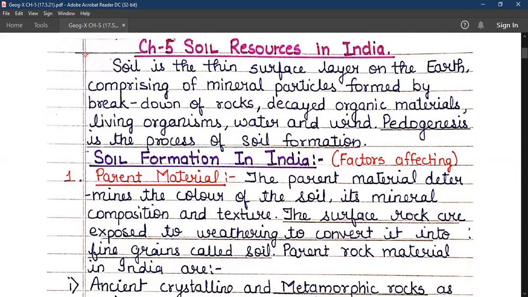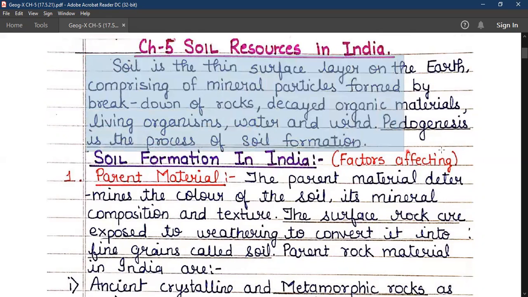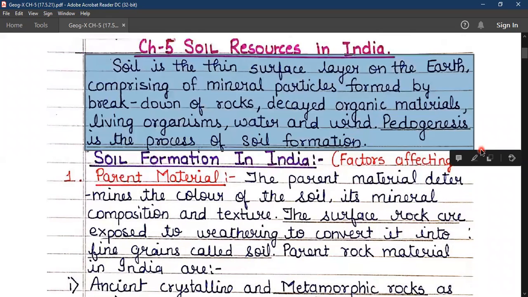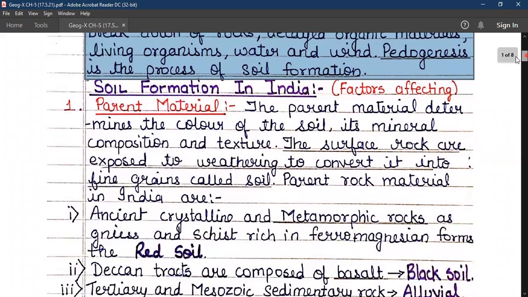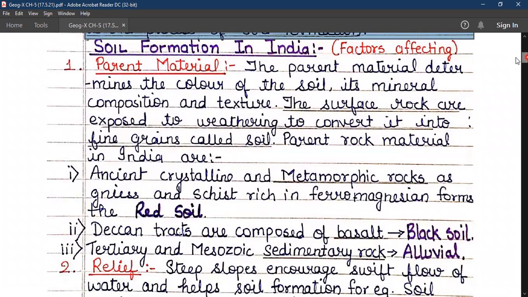So students, soil is the thin surface layer on the earth comprising mineral particles formed by breakdown of rocks, decayed organic materials, living organisms, water and wind. Pedogenesis is the process of soil formation. Now, there are certain factors which affect formation of soil.